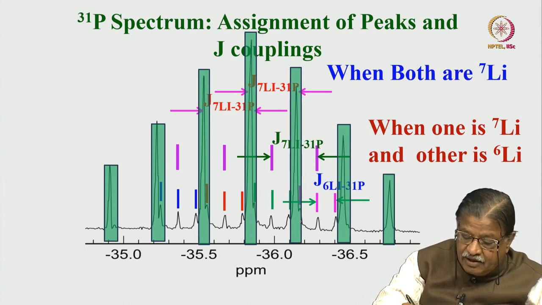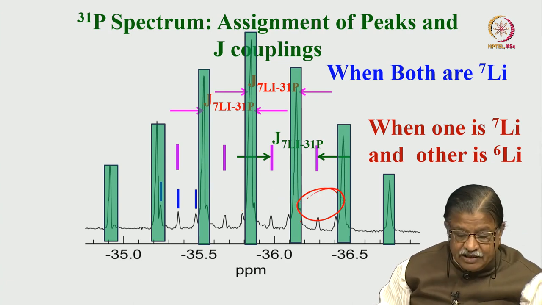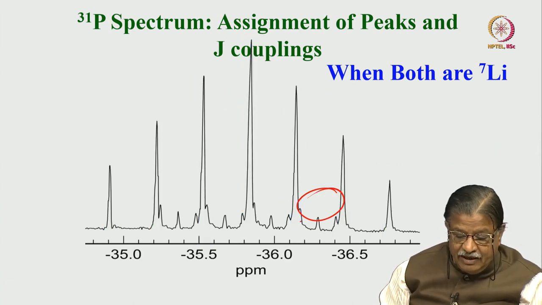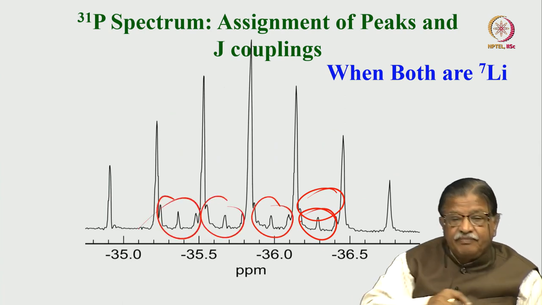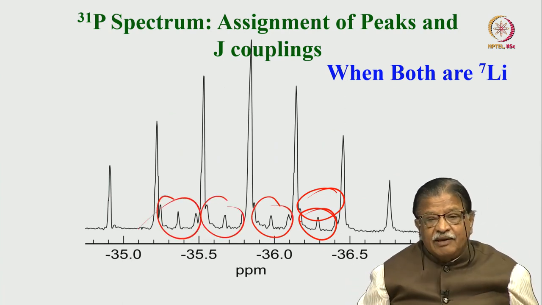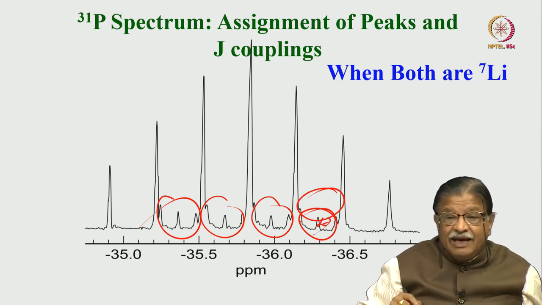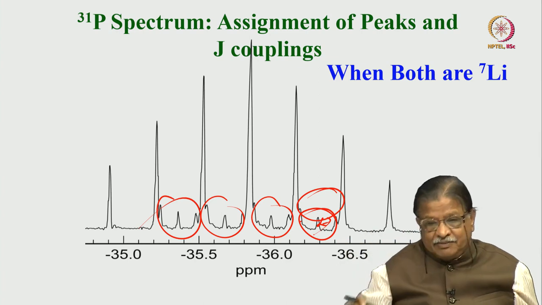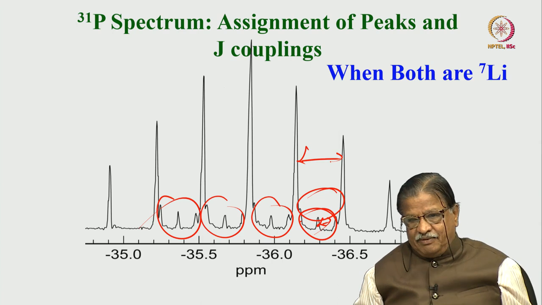Of course, I have highlighted this in green. But you see 3 peaks here; if you remove this, you can very clearly see these 3 peaks here, 3 peaks here, 3 here, 3 here. So, all 12 peaks can be easily assigned, and this adjacent separation gives you the lithium-6 to phosphorus coupling. This is the lithium-7 to phosphorus coupling.